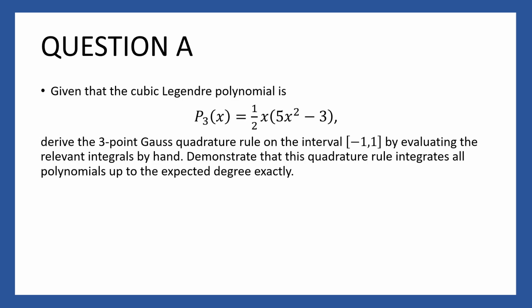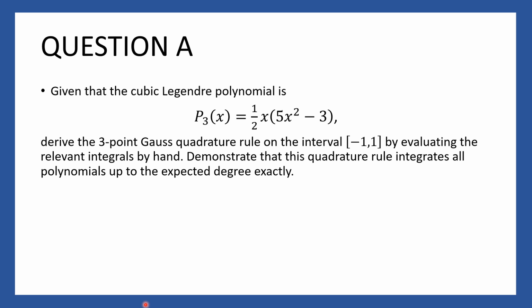Now we move on to our questions. The first question states that, given that the cubic Legendre polynomial is P3 of x equals half x, open bracket, 5x squared minus 3, close bracket, derive the 3-point Gauss quadrature rule on the interval -1 to 1, by evaluating the relevant integrals by hand. Demonstrate that this quadrature rule integrates all polynomials up to the expected degree exactly.